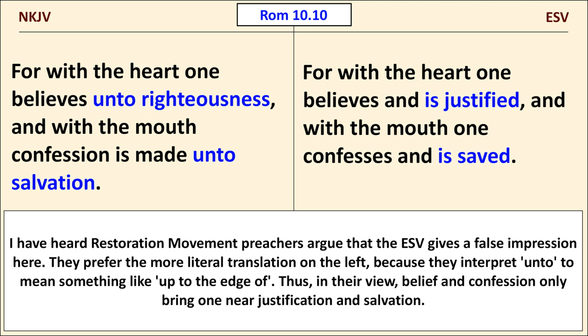By the way, just to ensure you know what I'm talking about, the Restoration Movement is represented in the United States by three groups: the Disciples of Christ, the Christian churches, and the Churches of Christ. That last group tends to avoid the use of instrumental music in worship.